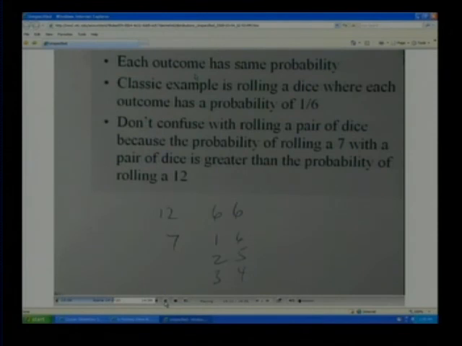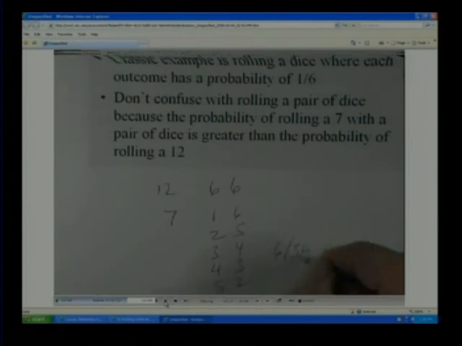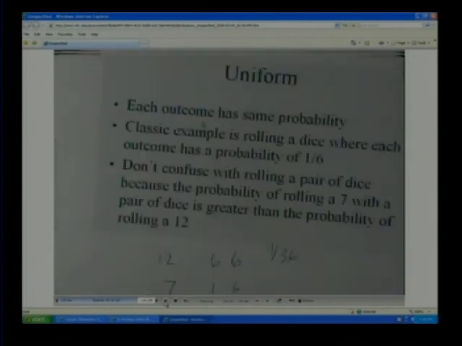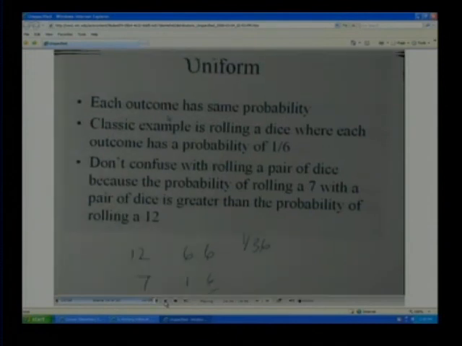This is the first die. This is the second die, a 5 and a 2, and a 6 and a 1. There's 1, 2, 3, 4, 5, 6. There's a 6 out of 36 chance of rolling a 7, and there's a 1 out of 36 chance of rolling a 12. So that distribution is a uniform distribution just for rolling a single die. Okay, the normal is an approximation.